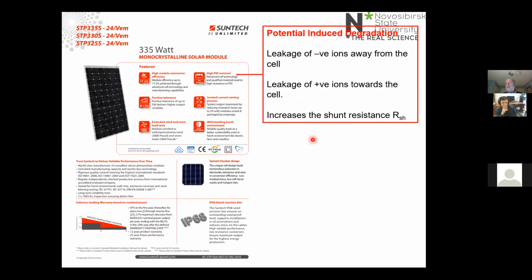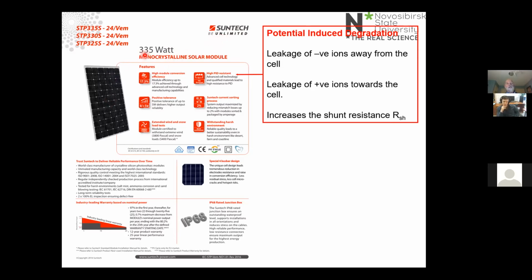Okay, what I'm going to do now is take you through the manufacturer's specification sheet for a typical PV module. There's nothing particularly special about this manufacturer, and I'm not an agent for that manufacturer, so I don't have any financial benefit in giving you this information. I've chosen it because it is typical of current PV modules, and that's the only reason.